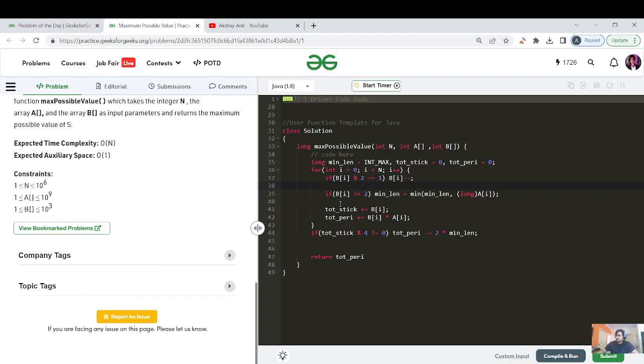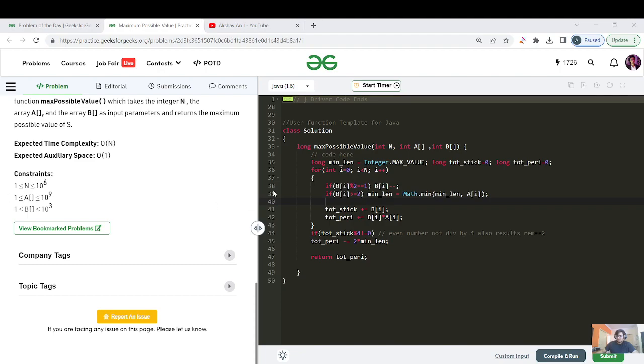You can see here. The minimum length criteria was that if it was greater than or equal to 2, then only I was including it in my perimeter. So that will be the same condition, to consider the minimum length of the sticks, right? So this is nothing but maintaining the minimum length, right? And to store the minimum length, earlier I was showing you the C++ code I have written. So let us switch back to Java.